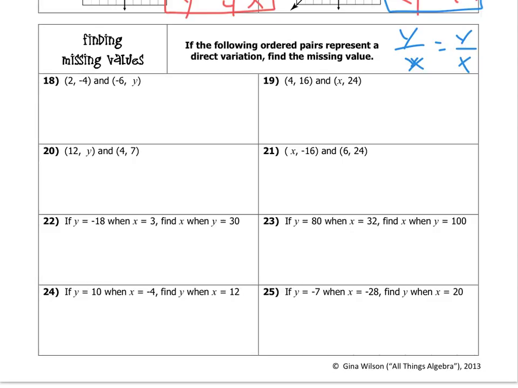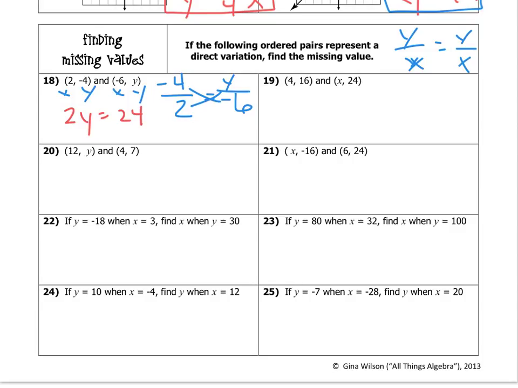So let's just kind of walk through this. Remember, this is x and this is y, x and y, right? So I'm going to do negative 4 over 2 equals y over negative 6, okay? And we're going to cross multiply. Whoops, I forgot to even draw the line right here. That's going to give us 2y equals negative 4 times negative 6, which gives us a positive 24.